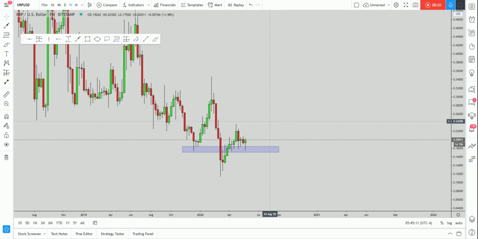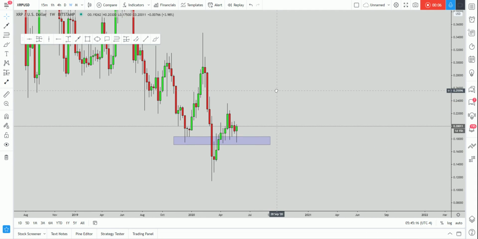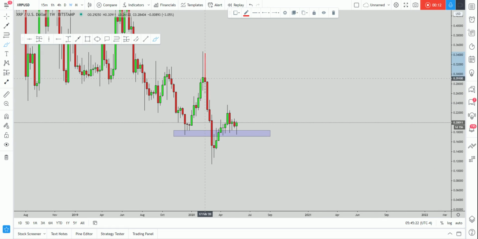Okay, so what kind of situation do we have at the moment from a XRP USD perspective? Now let's start our analysis from the weekly time frame. What we have on the weekly is a market that clearly has created this very nice impulse to the downside, followed by this retracement.